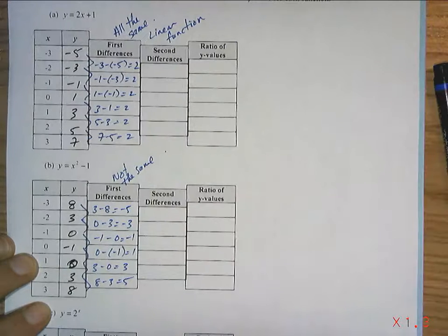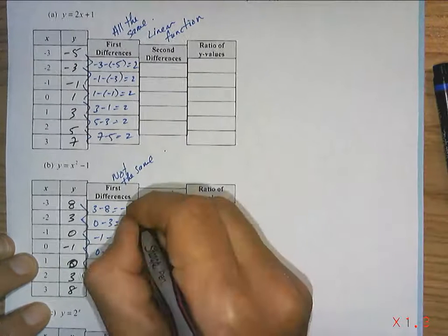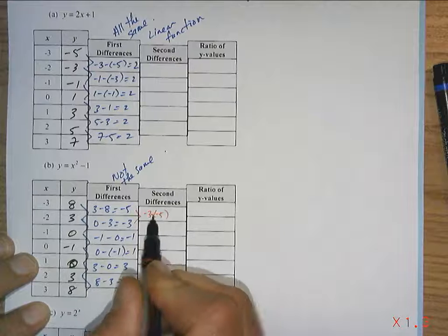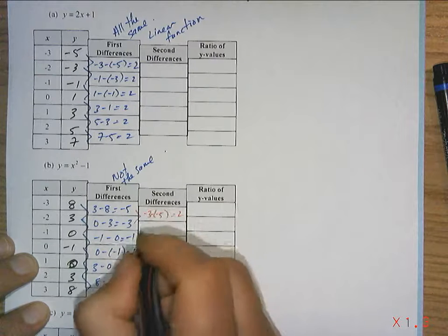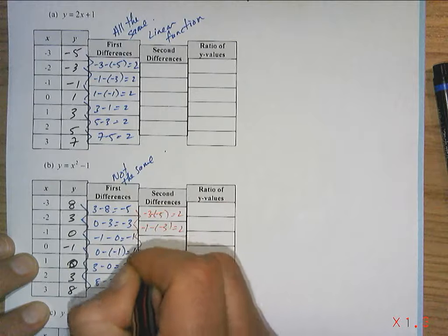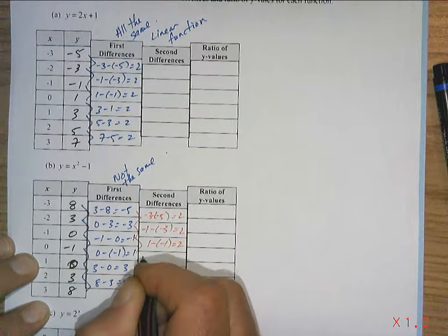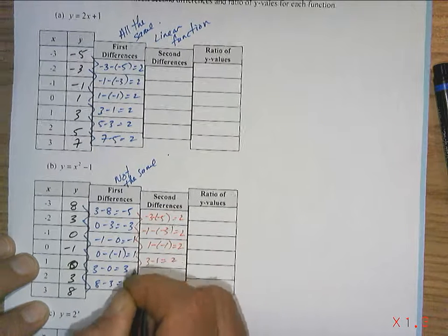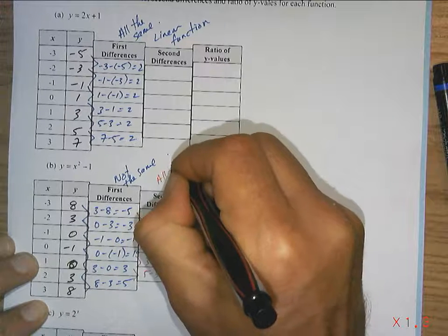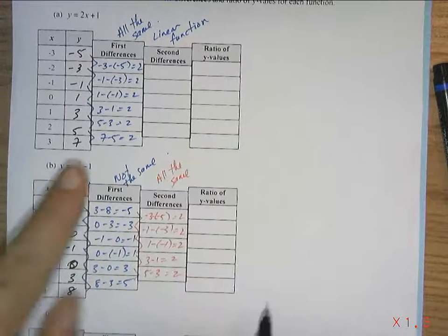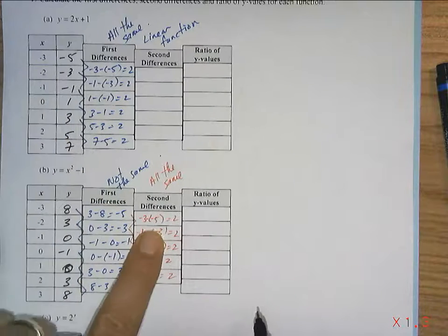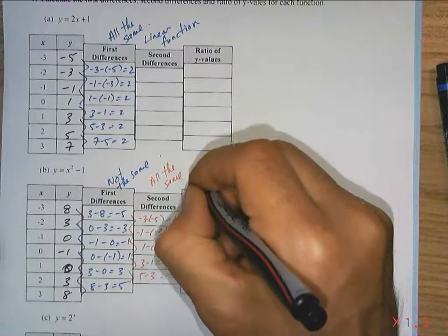Second finite differences. Well, we just do the same thing, guys. You just take these two, -3, subtract -5. Negative and negative is positive, so that's going to be 2. -1 subtract -3, negative is positive, so it's 2. 1 minus -1 is 2. 3 minus 1 is 2. 5 minus 3 is 2. These are all the same. So if the first finite differences are not the same, it's not linear. But then if the second finite differences are all the same, then that is quadratic.